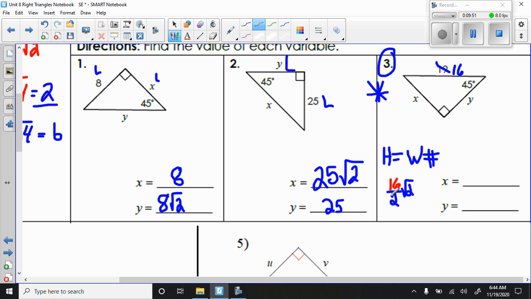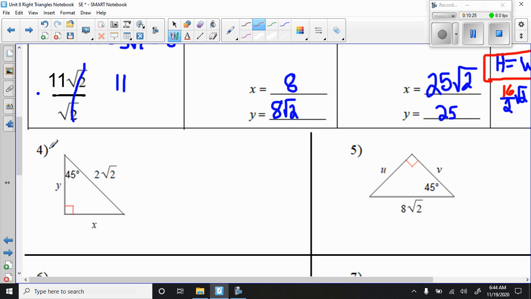So 16 divided by 2 is 8. I can do that, but 8 times radical 2, I cannot do that. So both of these legs are 8 radical 2 because once you find one, you found the other because they're equal. Once again, this formula is a shortcut when the hypo is a whole number. Divided by 2, give it a radical 2, and you will have both legs. So you can put 8 radical 2 for both of these.